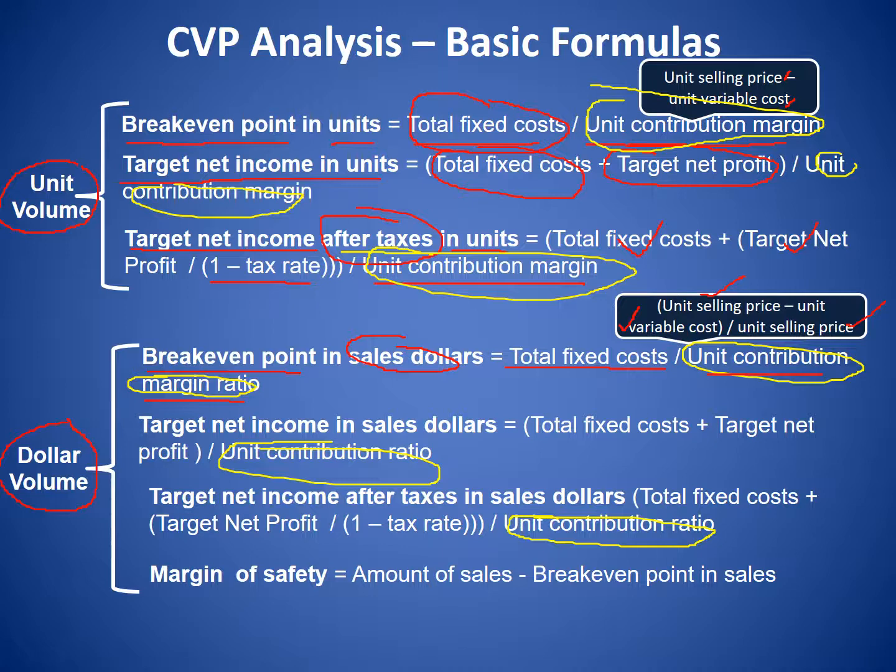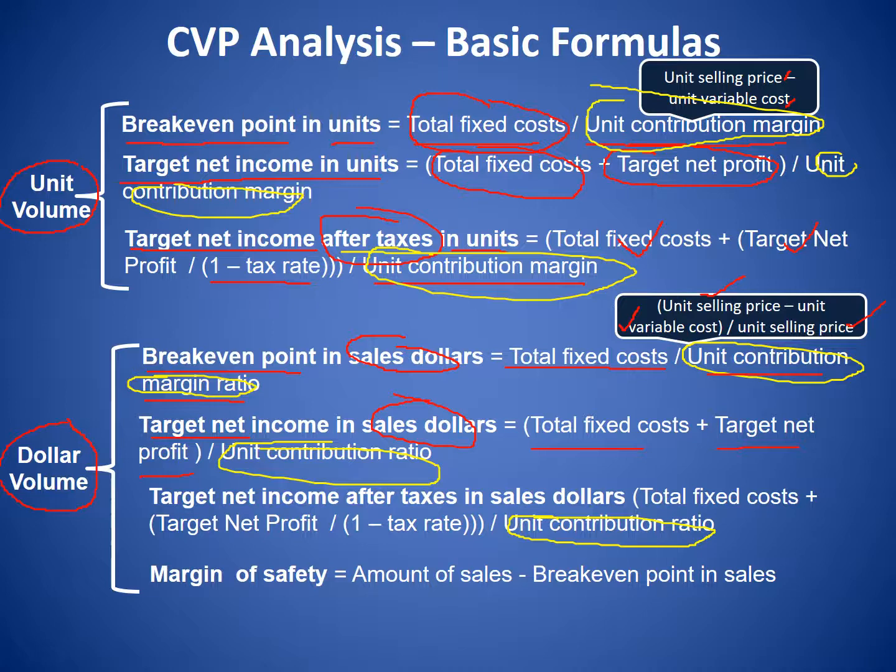Now we're going to do target net income, and we're going to find out that it's pretty much the same as the target net income formula in units, but now it's in sales dollars. So we take our total fixed cost plus the target net profit we want to achieve, and we divide that by our unit contribution margin ratio again. And that will give us our target net income in sales dollars.